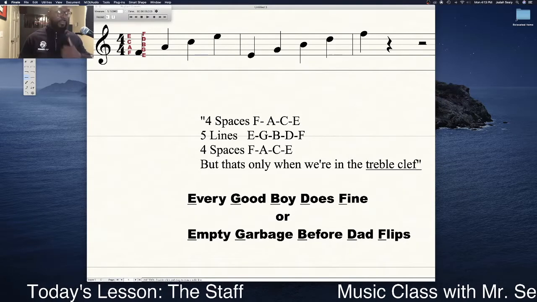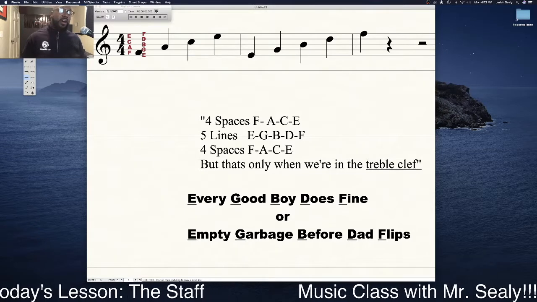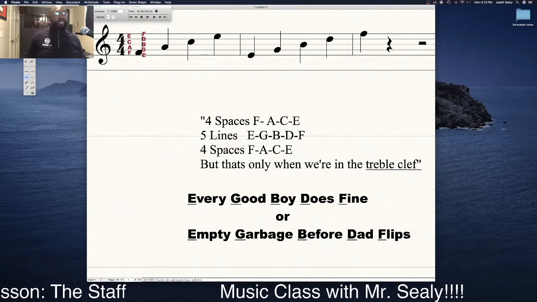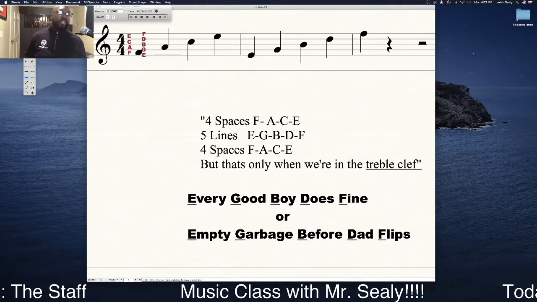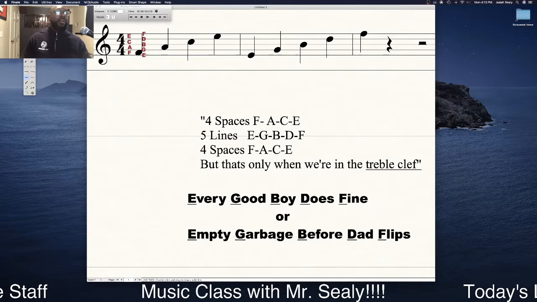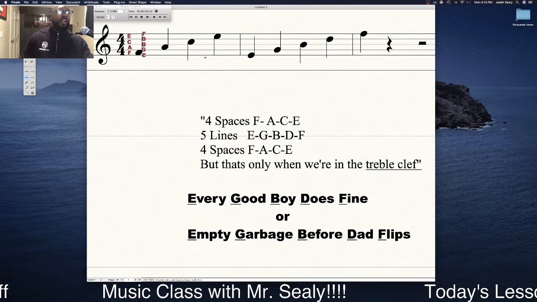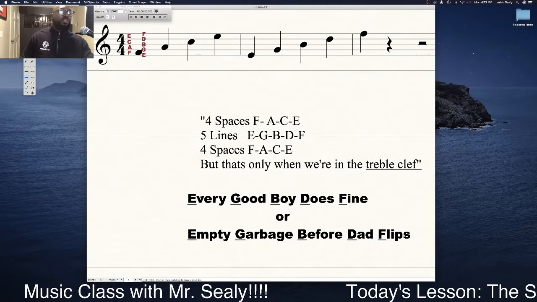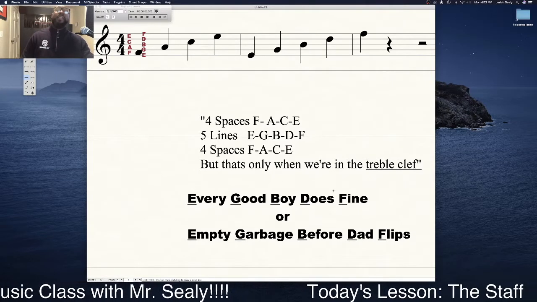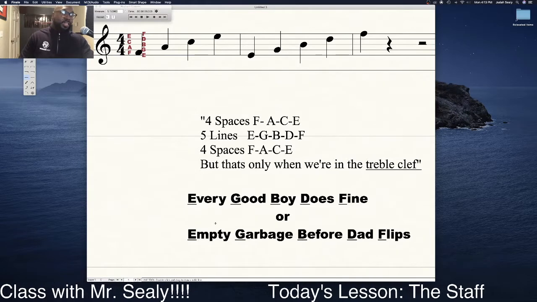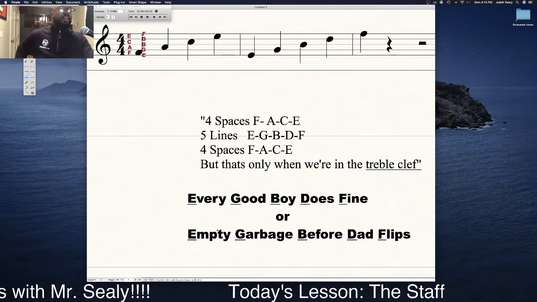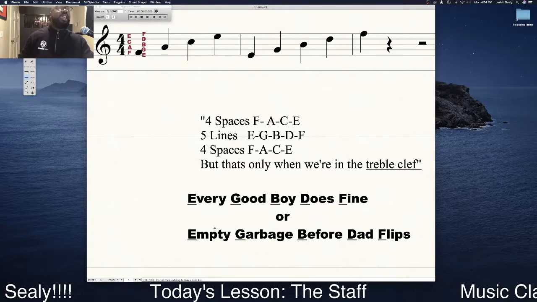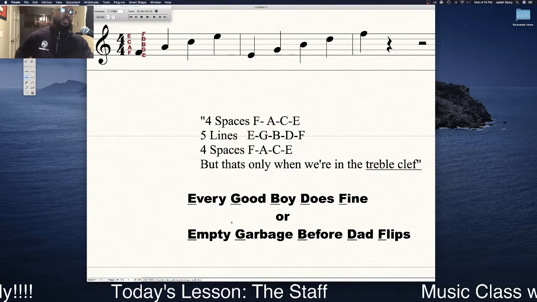So I'm going to take a break, and I'm going to teach you this song, because the song will help us remember, just like we sing the ABCs to help us remember our letters. This song, the treble clef song, will help us remember what the notes of the treble clef are. Also, this sentence that I have here is, every good boy does fine. That helps us remember E, G, B, D, F, the 5 lines, or empty garbage before dad flips. I always thought that was funny. That helps us remember what the 5 lines are. The 4 spaces are face, and our 5 lines are every good boy does fine.